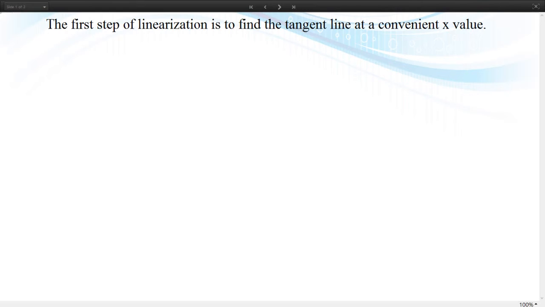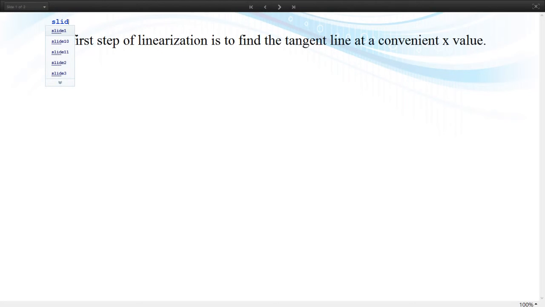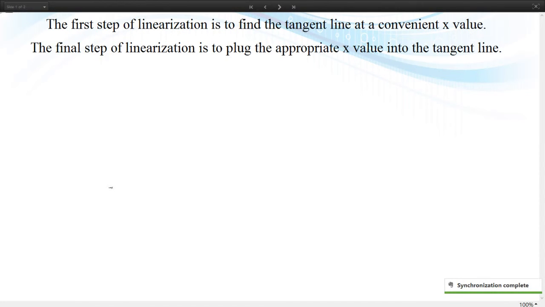So here are the steps for linearization. The first step is to find the tangent line at a convenient x value. The final step is to plug in the appropriate x value. That's it. There are 2 steps. There's a first and a last. First is finding the tangent line, and last is plugging in the x value desired into the tangent line.